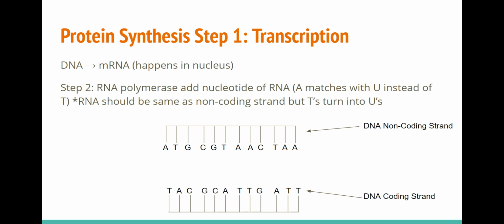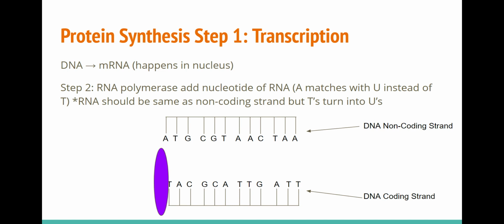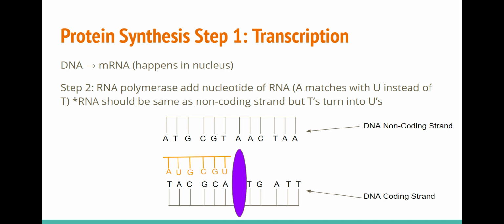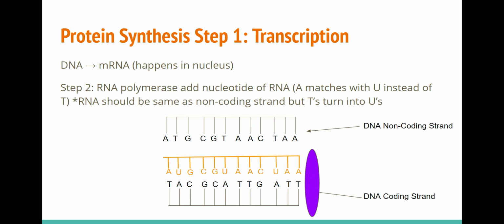So in the second step, step two that you're going to write down, RNA polymerase adds nucleotides of RNA to the DNA. So A matches with U's, and RNA should look almost exactly the same as the non-coding strand, except T's are now U's. So if this is my coding strand at the bottom and my non-coding strand at the top, when I add my RNA in using my RNA polymerase, you'll notice that it should look identical to the one up above it, except where there's T's, there's now U's. So the orange color on my sheet is my RNA.